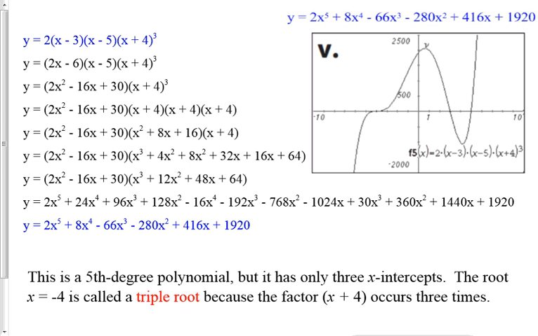You may want to take a second on this page to pause this video and look at the algebra associated with moving this polynomial from its factored form to its general form. This is in fact a 5th degree polynomial, but it only has 3 x-intercepts. Therefore, the root x is -4 here is called a triple root because the factor x plus 4 occurs 3 times. We can see that up here because the factor x plus 4 is cubed.